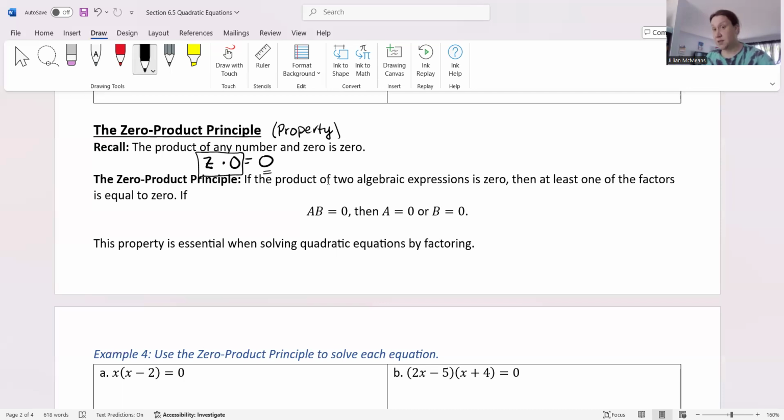If we have a product that is 0, at least one of the original factors of that product must be 0, okay? So the zero product principle states if the product of two algebraic expressions is 0, then at least one of the factors is equal to 0. So we then go on symbolically to say if a times b equals 0, then a is 0 or b is 0, or potentially both. Okay? So this property is essential when solving quadratic equations. So let's get to it. Let's just practice it.